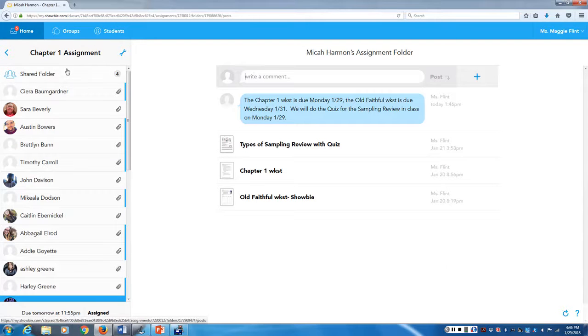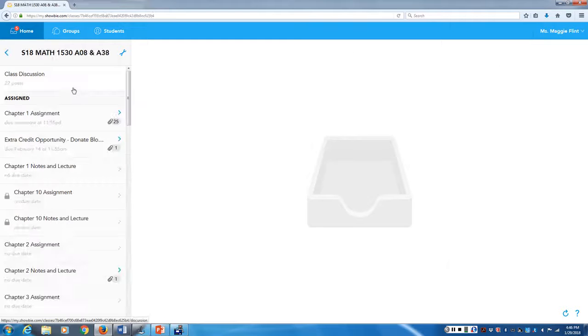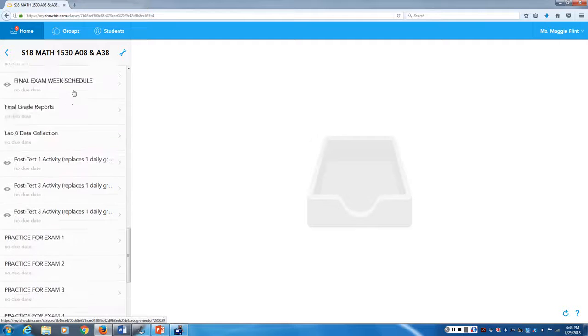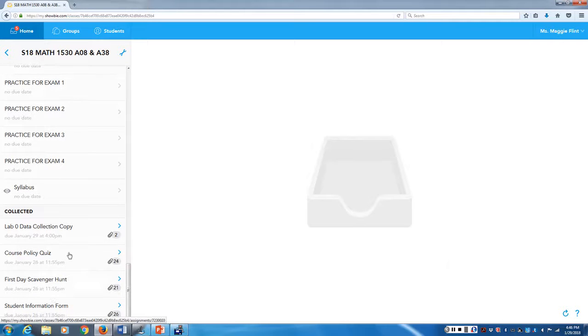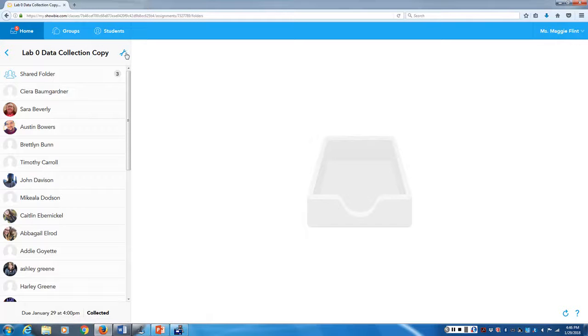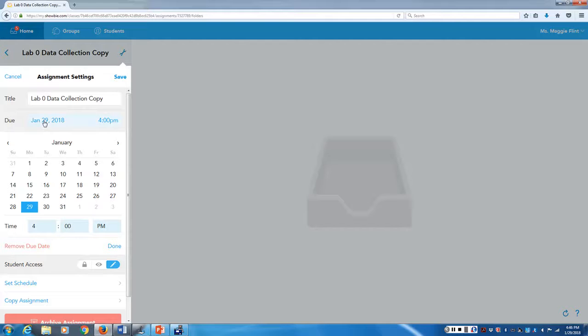In Showbie, there is a folder, and it has the wrong due date on it. When is it due? It's due tonight.